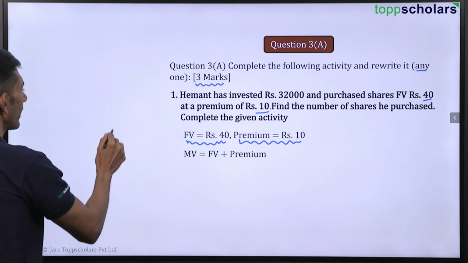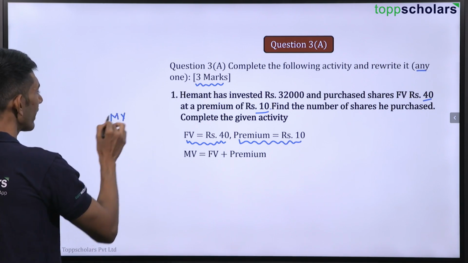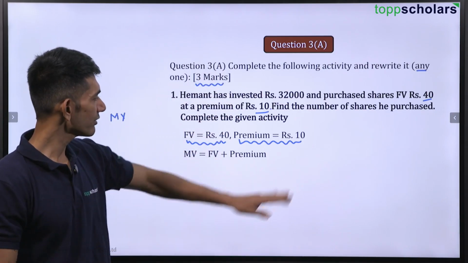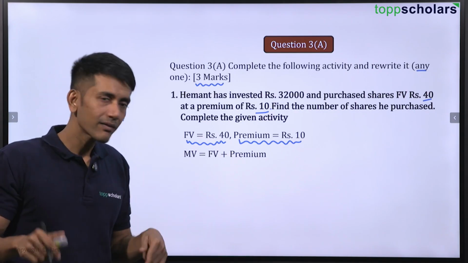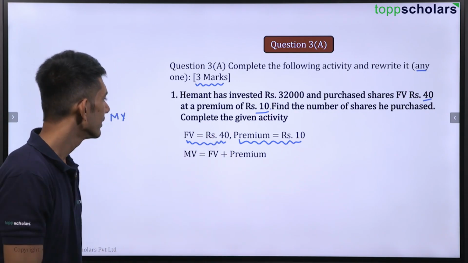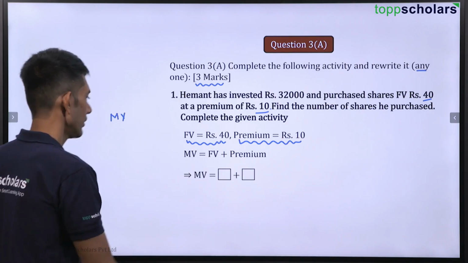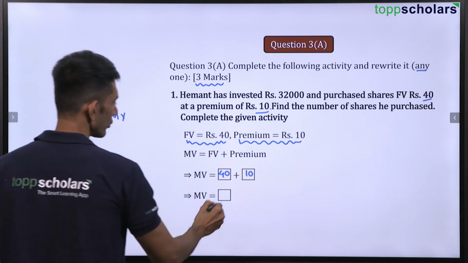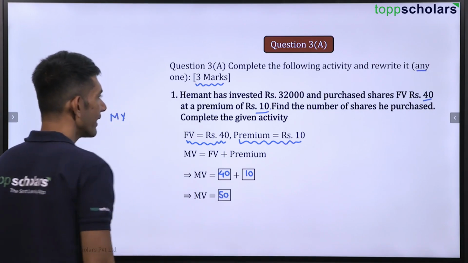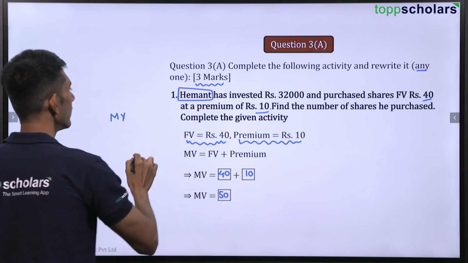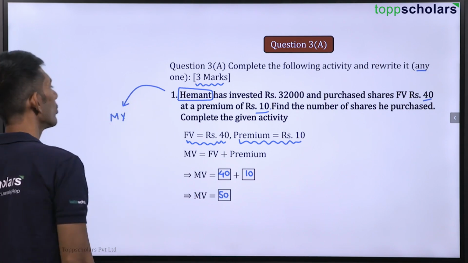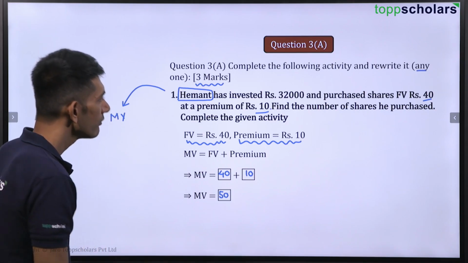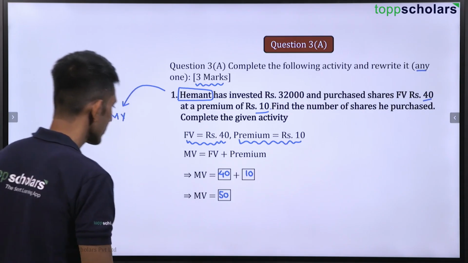Now what will be the market value? We know that premium means the share is a bit costly right now. It is costlier by 10 rupees. So the current market value will be 40 plus 10, that is 50 rupees. So the market value of the share is 50 rupees. And whenever a person is supposed to buy a share, he will buy the share at the market value only. Correct? So he is supposed to buy the share at the market value of rupees 50. So find the number of shares he purchased.